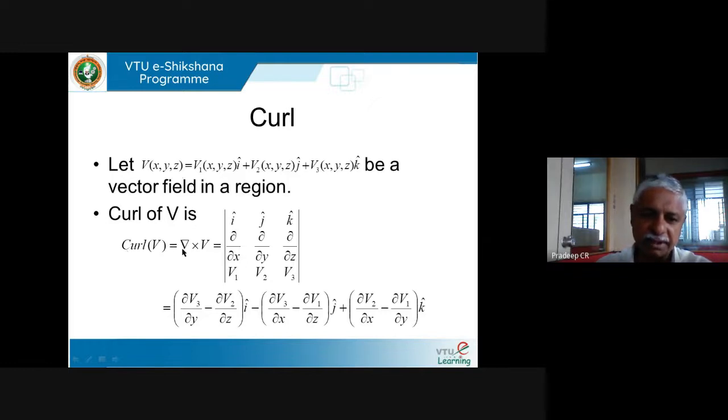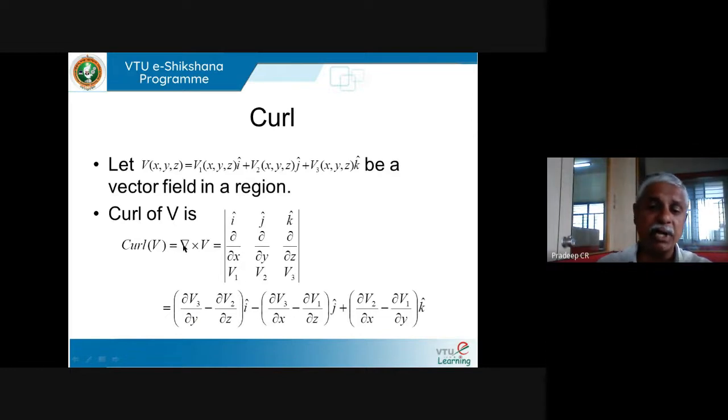Curl by definition is nabla cross V. Remember we talked about the cross product of two vectors. Nabla is not a genuine vector, but it doesn't matter. Curl of V is a vector, so curl is to be thought of as a vector operation. It will operate on a vector and give another vector. What is the vector it will give? Cross product means I know the definition and how to evaluate it. Nabla cross V is I, J, K, and then I write the coefficients of nabla and the coefficients of V, meaning the I component, J component, K component.